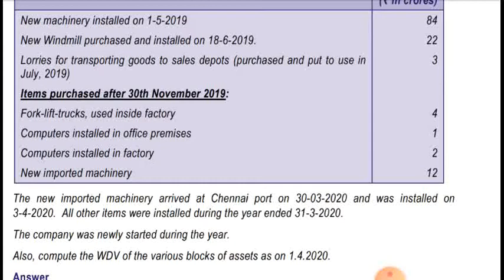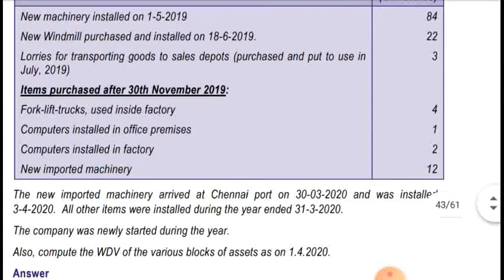All other items were installed during the year ended 31st March 2020. The company was a newly started company during the year. Also compute the WDV of the various blocks of assets as on 1st April 2020. Okay, we have to calculate the depreciation and the WDV. Okay, let's see the solution.